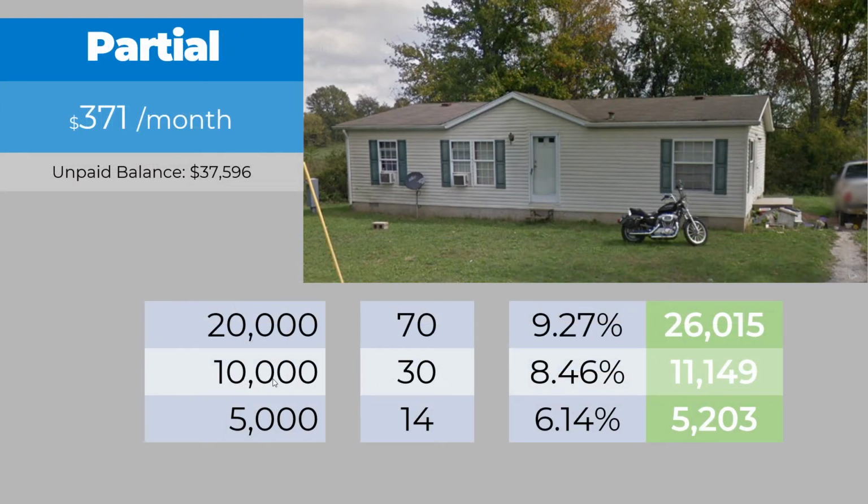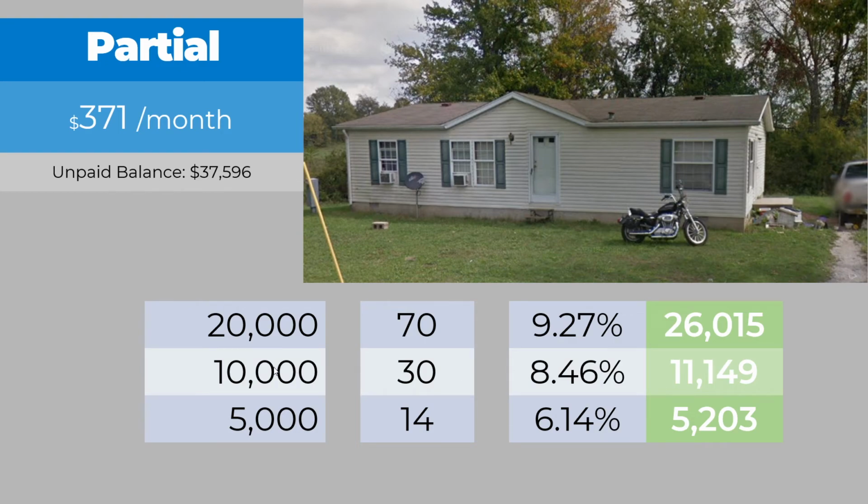Of course, I wouldn't do this on this particular loan because it has such a high investment to value ratio, where the property is worth over 110,000 and the current unpaid balance is only 38. I wouldn't do these smaller amounts, but this is just an example of what that would look like.